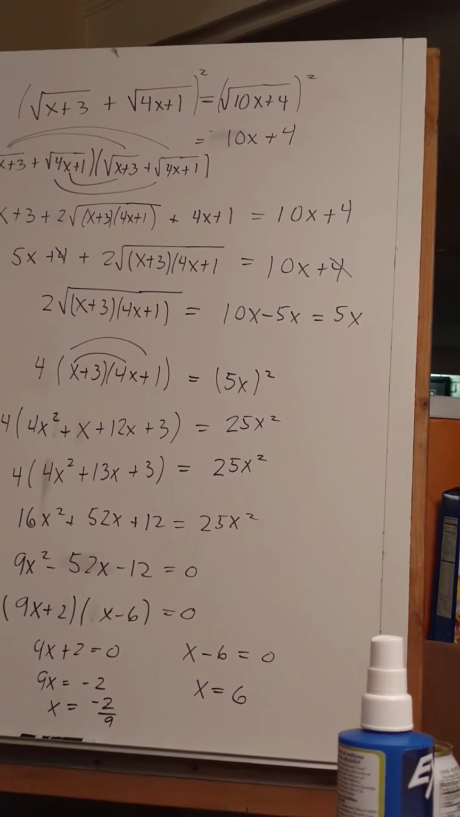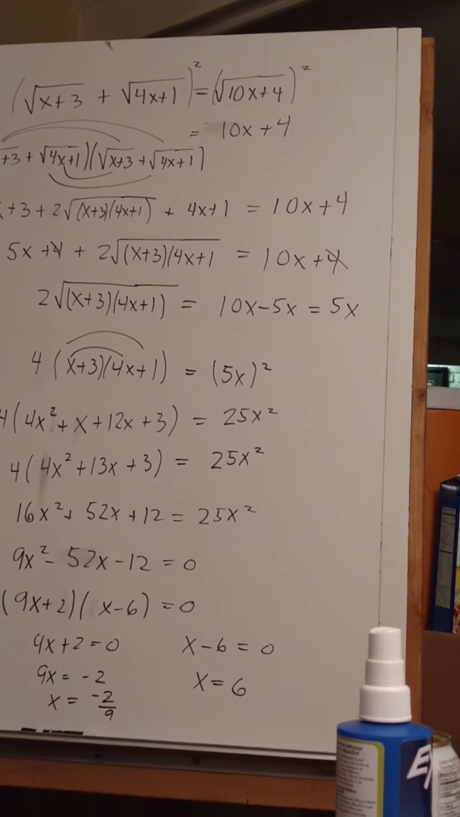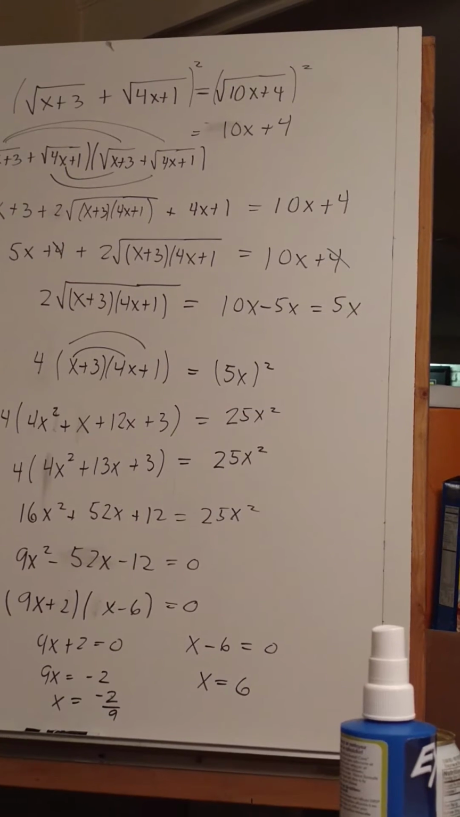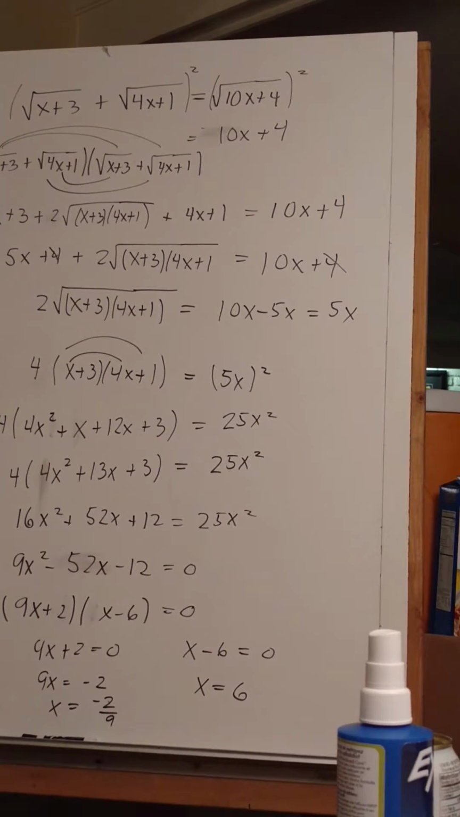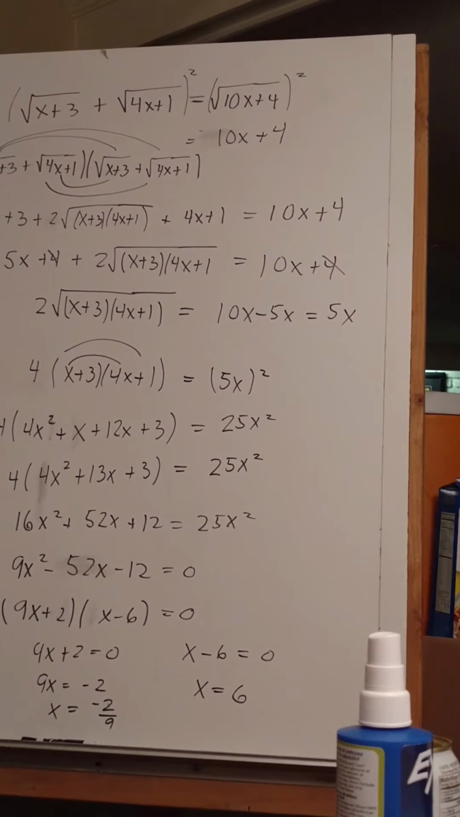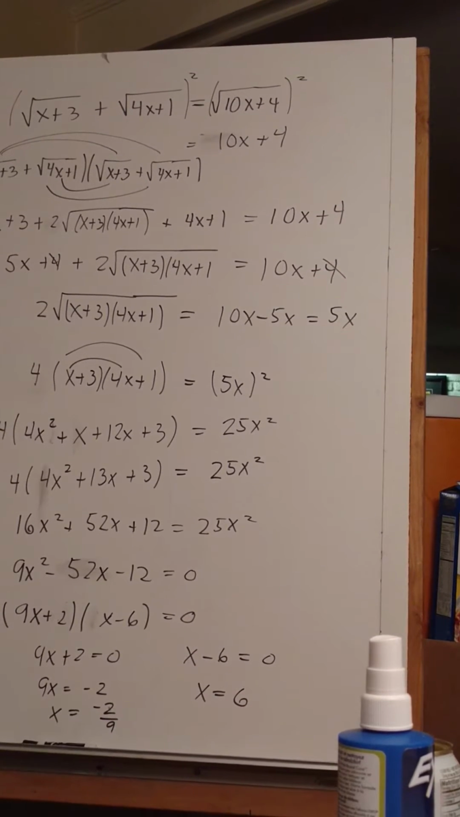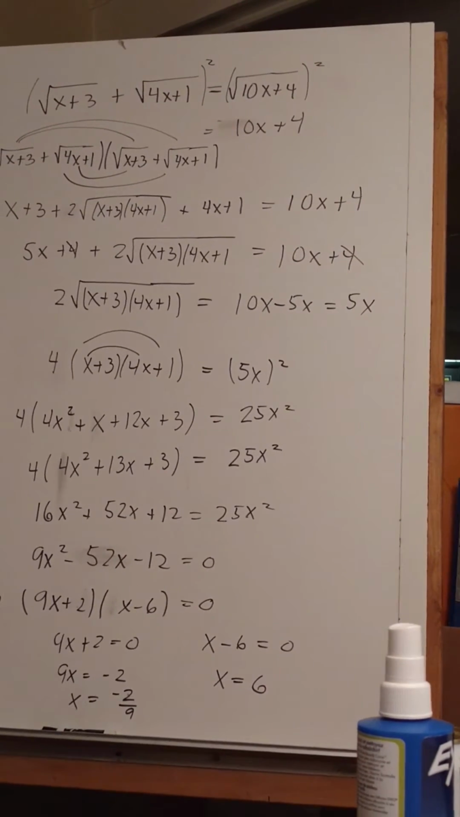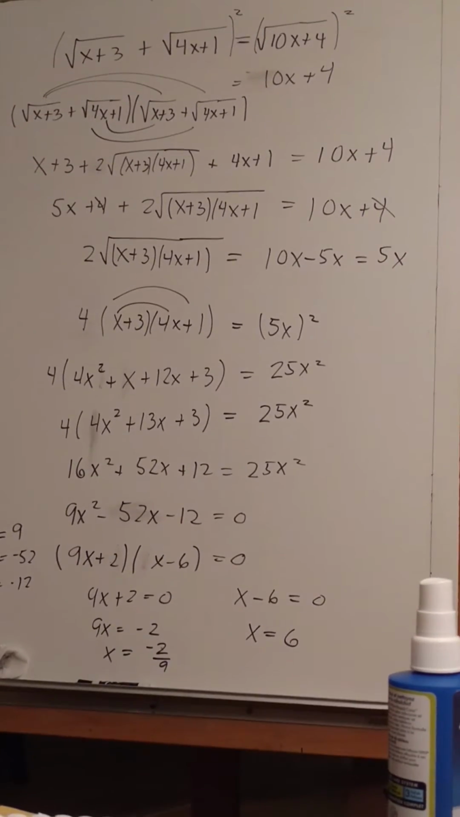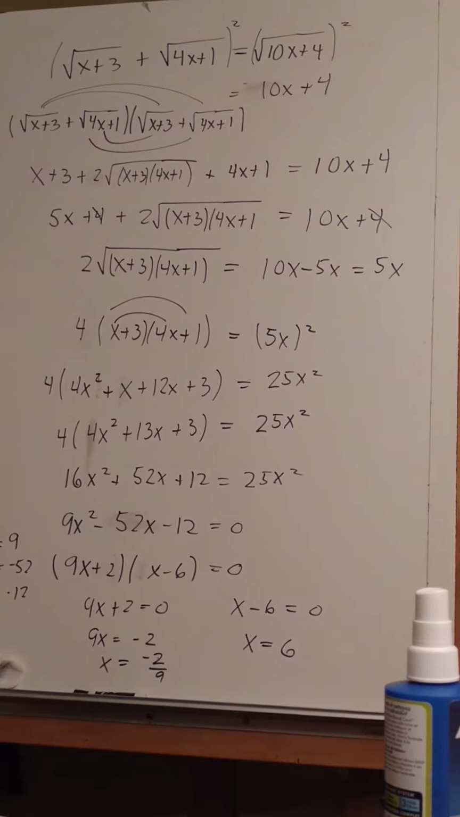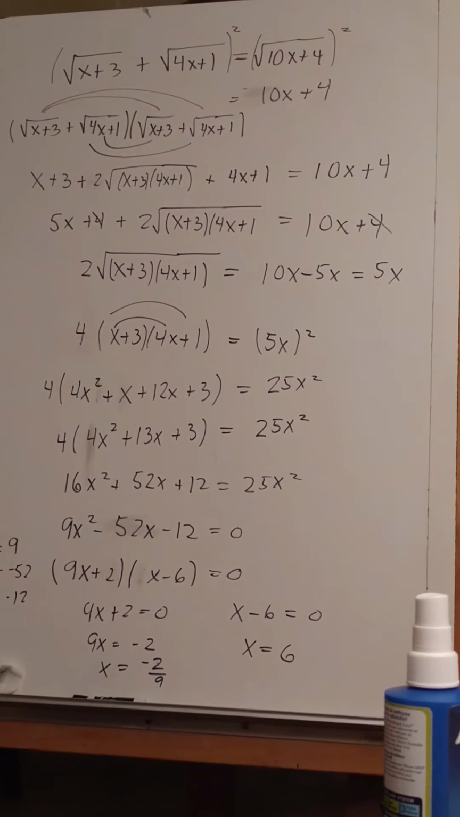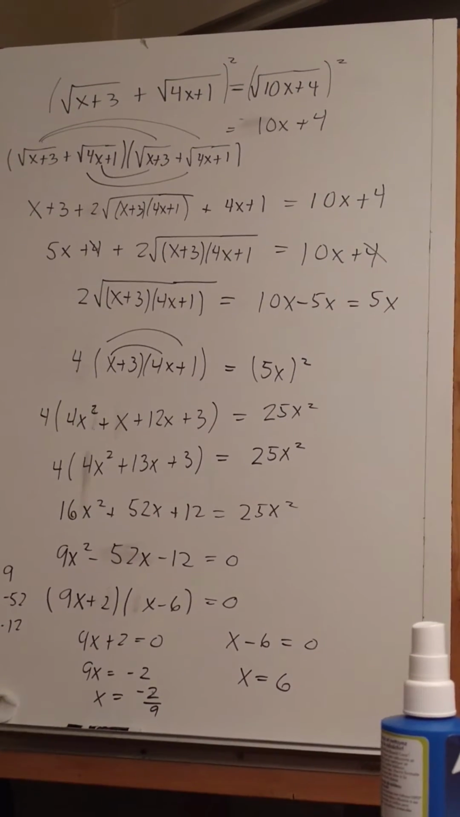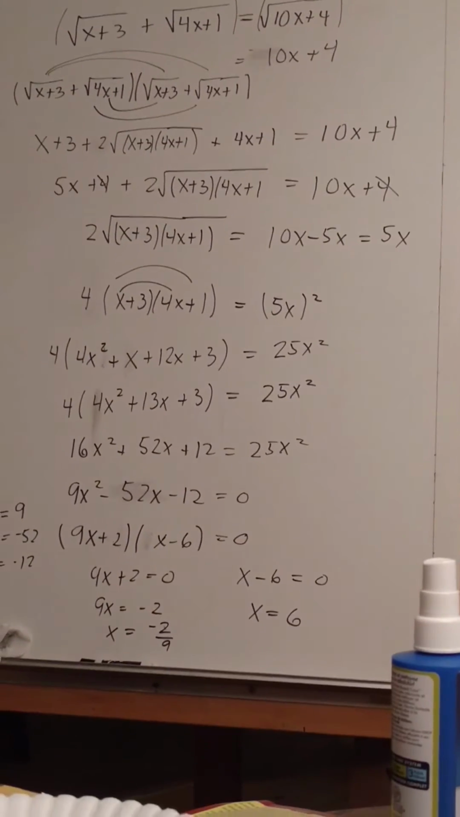Now the ugly part is to stick them back in. The 6 isn't bad, right? 6 plus 3 is 9. 4x plus 1 is 25. That's not too bad. And 10x, 10 times 6 is 60, 64. So it's the square root of 9 plus the square root of 25 equals the square root of 64. That's 3 plus 5 equals 8.